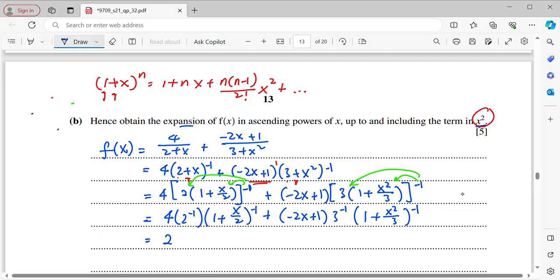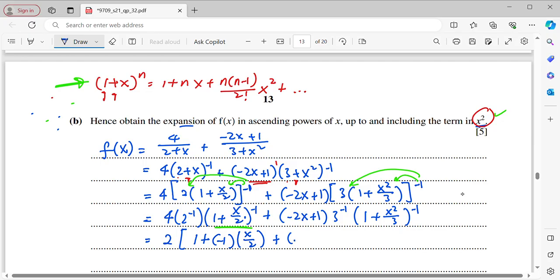Okay, and now we can do the binomial expansion using this formula up to x squared. So then from here, I will be getting 1 plus n, the n is minus 1, the x is x over 2.